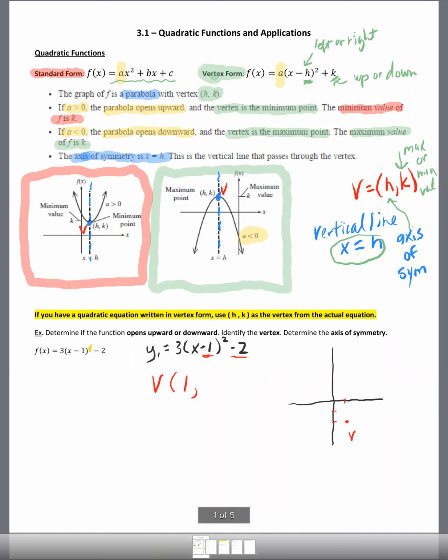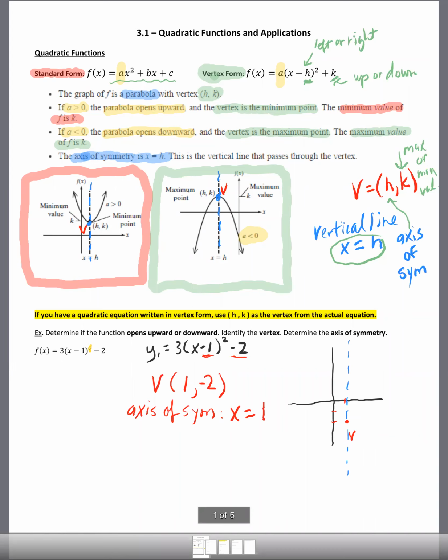My vertex is 1, -2. I know immediately that my axis of symmetry is going to be the vertical line x is equal to whatever the x component of the vertex is, and that's the number 1. I can come in here and lightly dash that through our vertex. Here's the axis of symmetry.